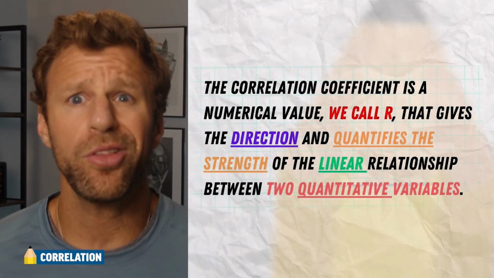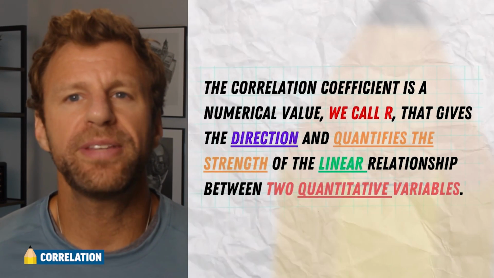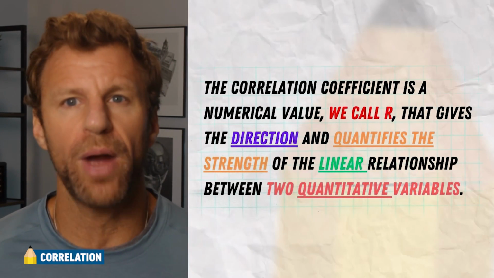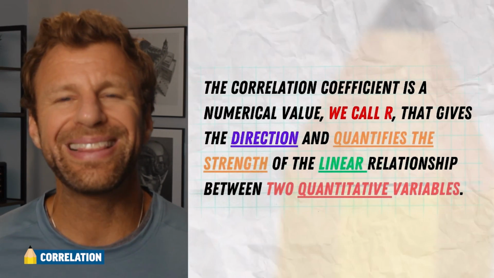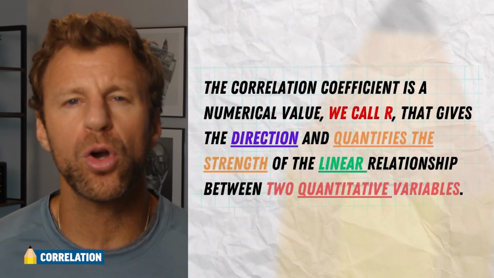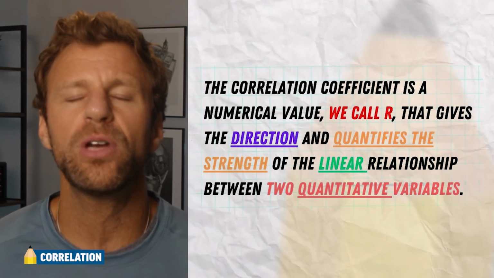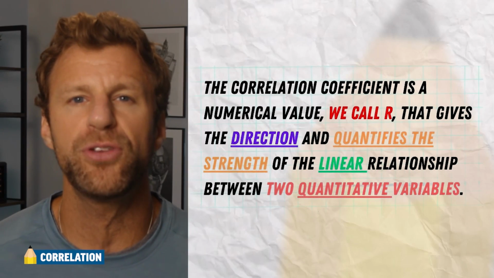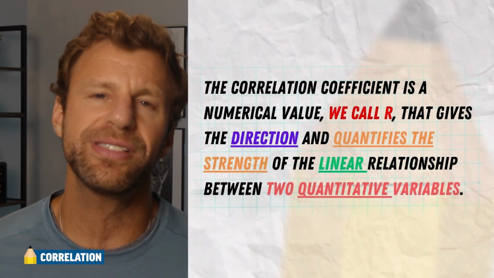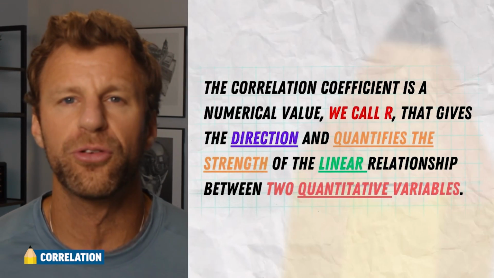Why R? Well, there's two R's in correlation, is all I could come up with. But the idea is that it measures the direction, it quantifies the strength of a linear relationship between two quantitative variables. So the rules are that you would only ever even dream of using R, correlation, to measure strength if your data is linear. So if you see a giant curve in your data, don't ever even think about using correlation. It's only for linear data.